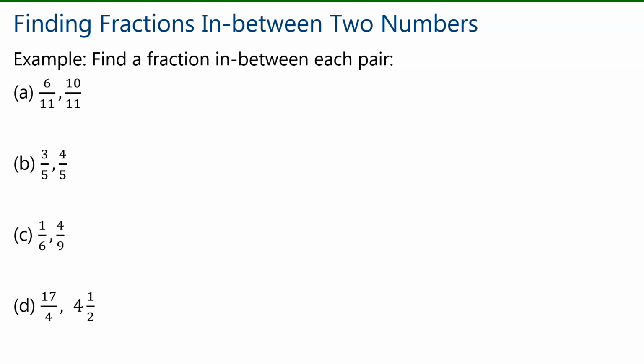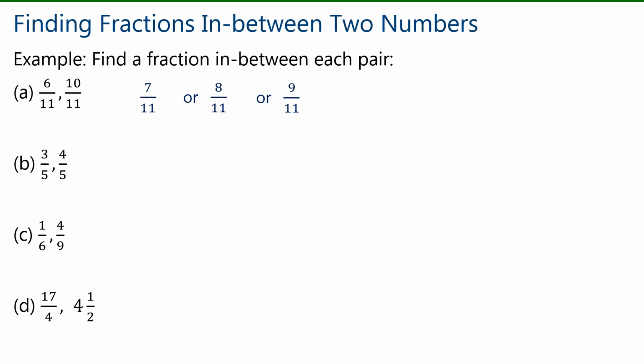Now for this last example, we have to find a fraction in between each pair of numbers. So in A we have 6 over 11 and 10 over 11. Now between 6 and 10 we have several whole numbers. So we can choose 7 over 11, 8 over 11, even 9 over 11. Any of these fractions are correct.